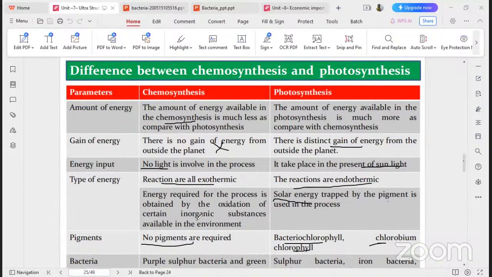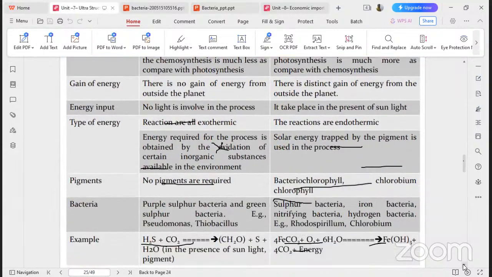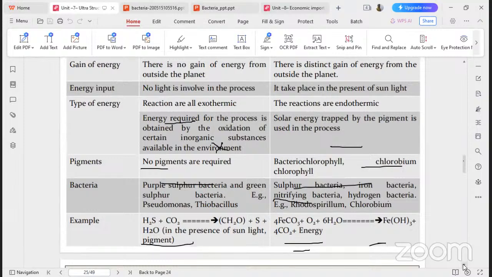You know, purple sulfur and green sulfur bacteria, Pseudomonas, Thiobacillus participate in chemosynthesis for the degradation of sulfur bonds and convert it into sulfur. You know, from the foul egg smell to a good smell, the sulfur, gandham smell.